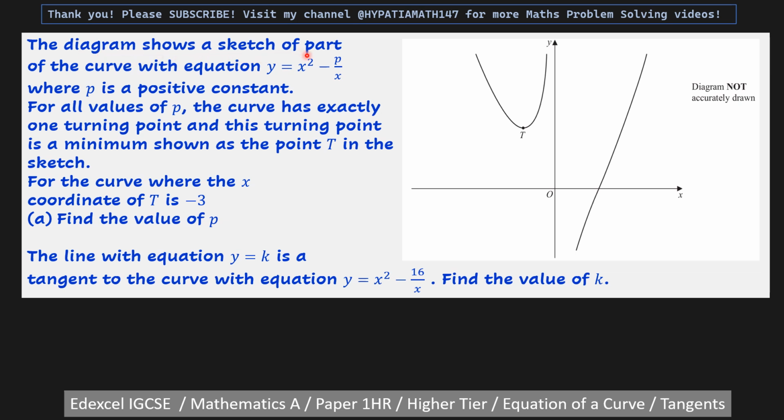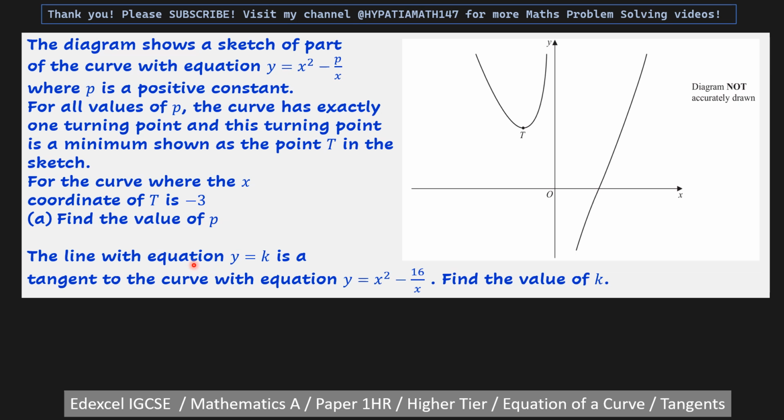Diagram shows a sketch of part of the curve with equation y equals x squared minus p over x, where p is a positive constant. For all values of p, the curve has exactly one turning point, and this turning point is a minimum, shown as a point T in the sketch. So here we have the point T, and the x coordinate of T is minus 3, so we have to find the value of p.